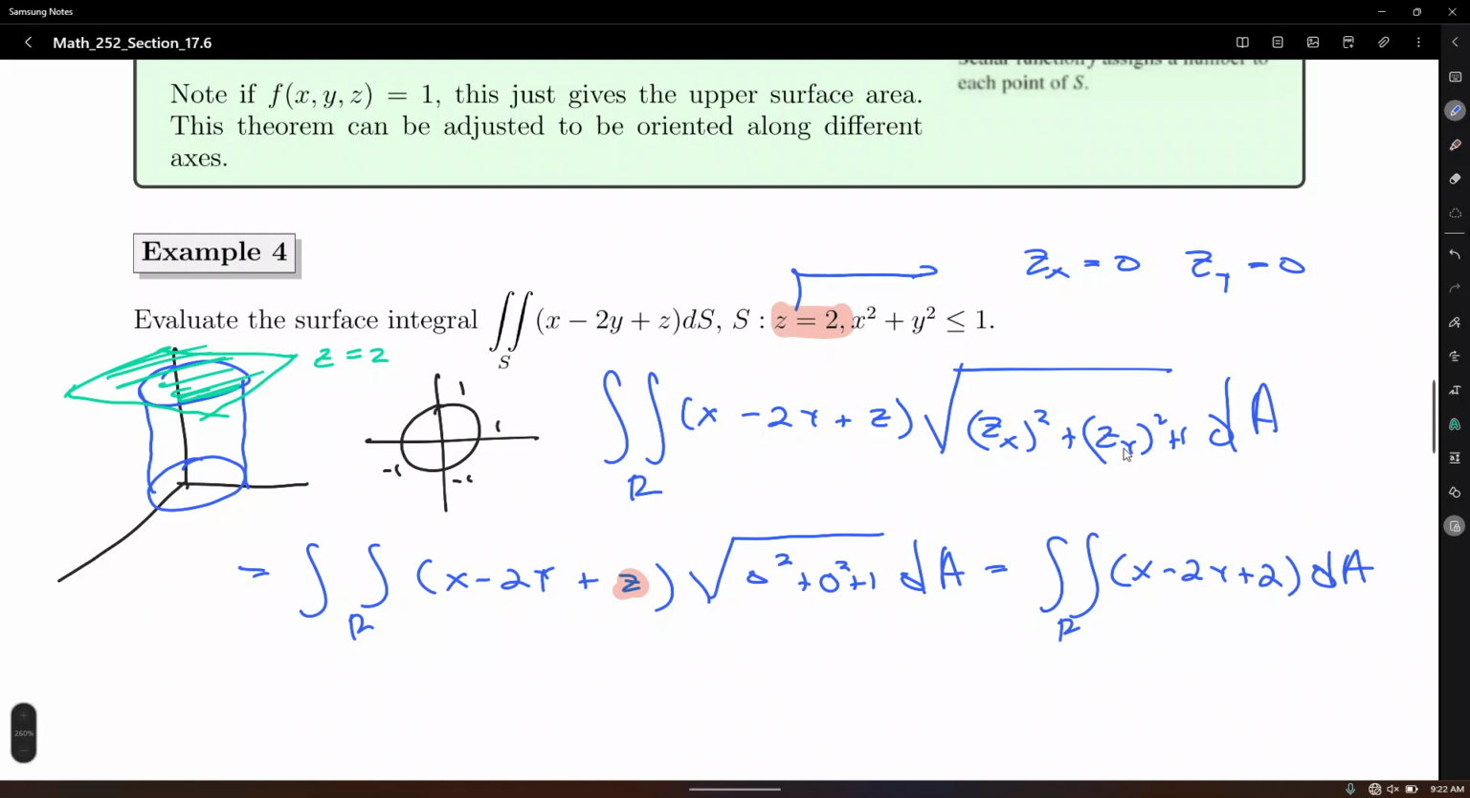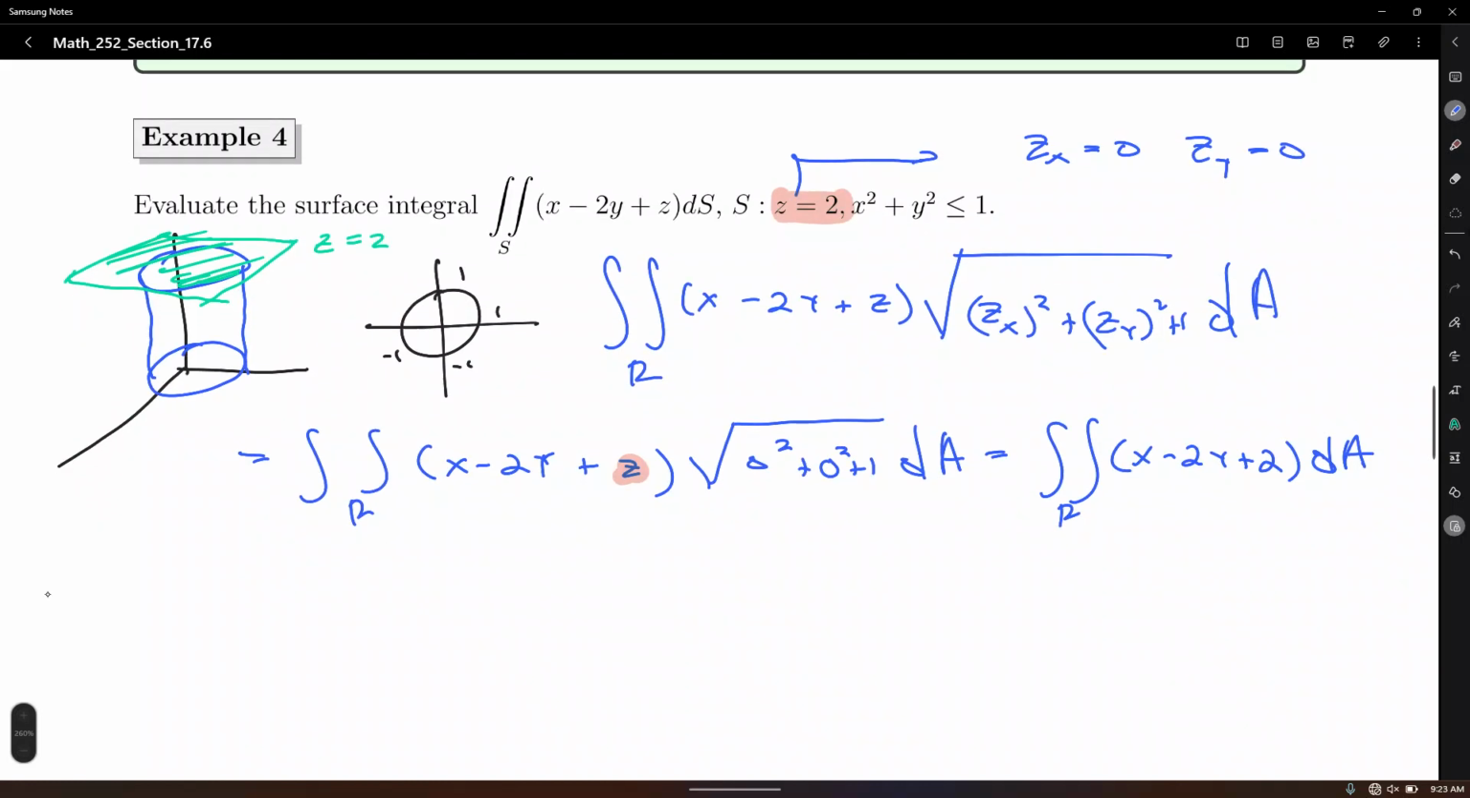But we are integrating over a circular region. What do you think we should do? Polar, right? You don't want rectangular. Send it to polar. How about the radius goes between 0 and 1 and the angle goes between 0 and 2 pi? Why is the angle going between 0 and 2 pi? Because in this case, there are no additional conditions like only the portion in the first octant or anything else. So 0 to 2 pi. All right.